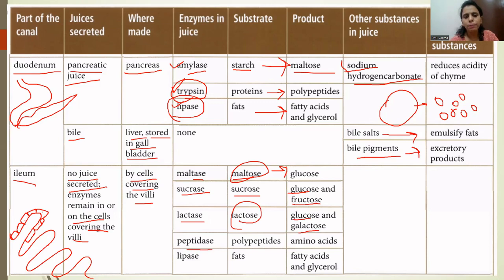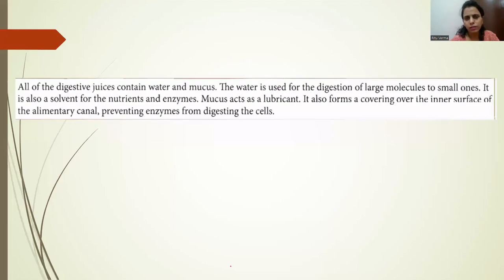Then peptidase. Peptidase helps in digestion of polypeptide chains into amino acids. And again, lipase is released, which helps in digestion of fats into fatty acids and glycerol. So in the ileum, the process of chemical digestion gets completed. The next part of the alimentary canal is the large intestine, where no digestion occurs, but only absorption of water and some vitamins or minerals happens.